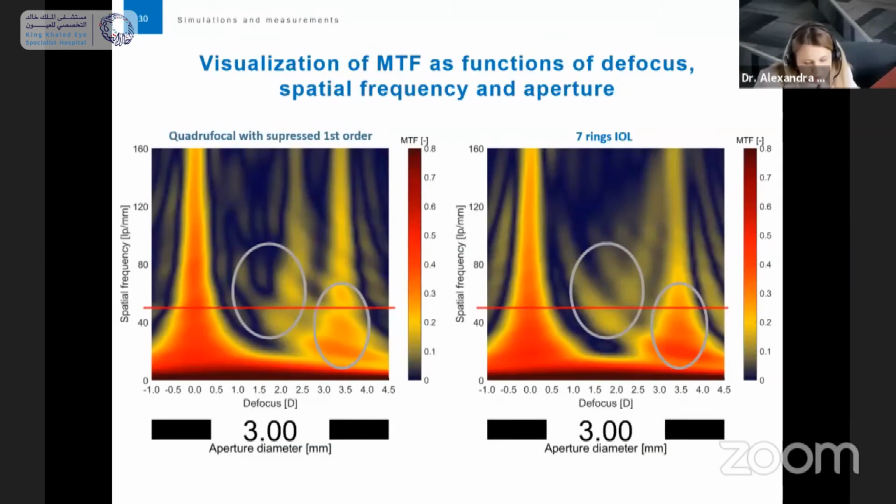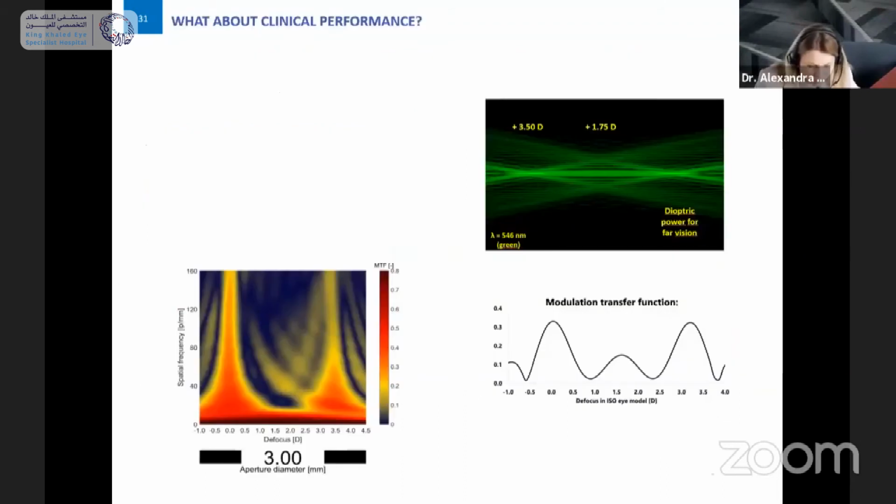And this is a little bit zoomed. This is a quadrifocal lens. This is a 7 rings lens. This is one diffractive array. These are 2 diffractive arrays. And you can see here there is not much less energy for intermediate vision than for the one using 2 diffractive arrays. And just for you to know, the most important part for vision is below this red line. So actually the amount of energy for intermediate vision is equivalent for both lenses.